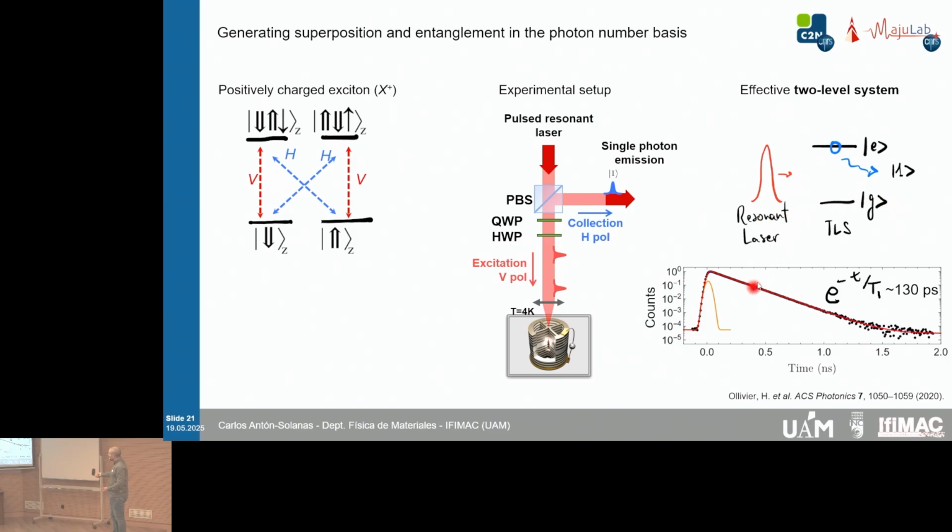Just to give you an idea of the type of lifetime that we are having, if an InGaAs semiconductor quantum dot emits in free space, this is going to be a lifetime of the order of 1 or 2 nanoseconds. In the micropillar cavity that we are using, the emission is partially enhanced with a factor of 8, which leads to a lifetime on the order of 130 picoseconds.